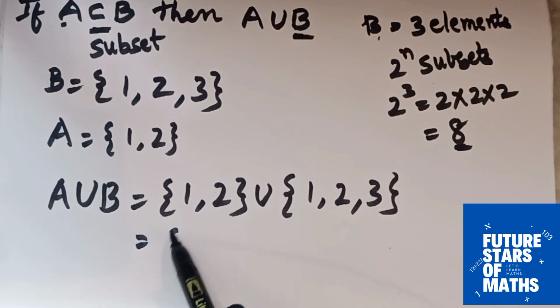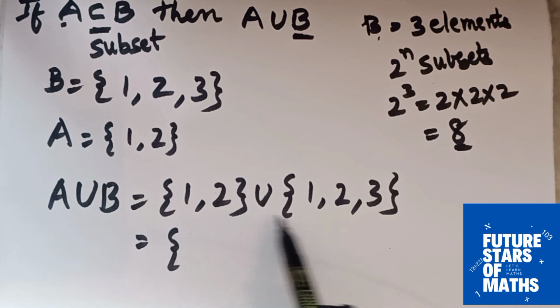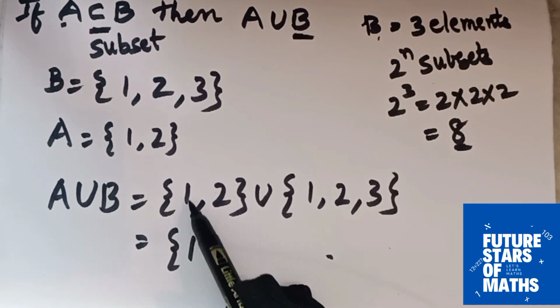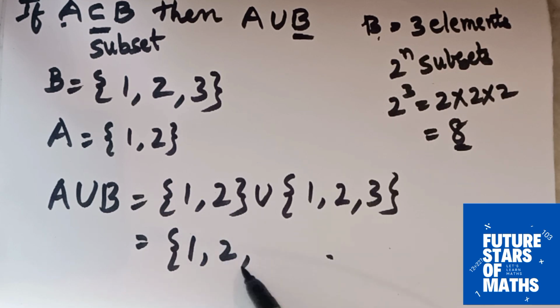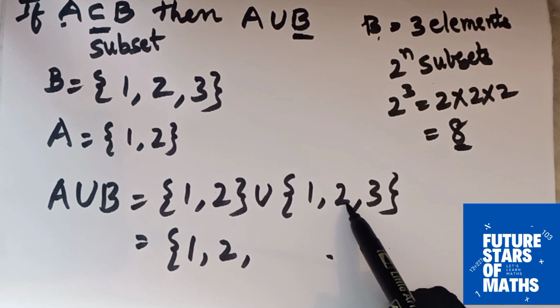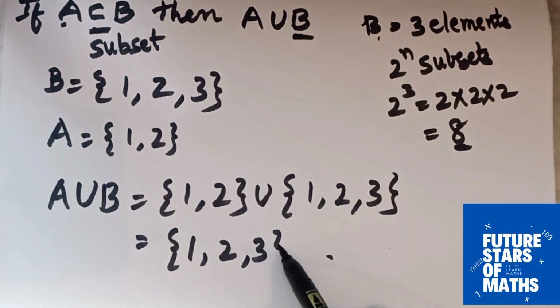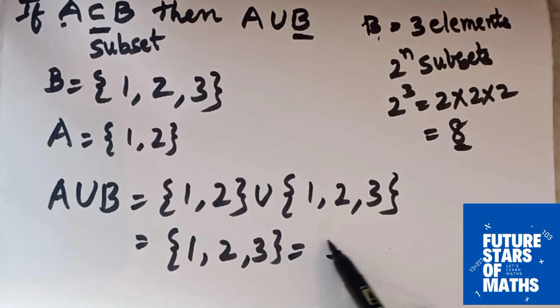So, union means what we will do? We will unite all the elements in one set, all together we'll write. Okay, 1, 2. Here 1 we have, but we already wrote 1, so no need of repeating that. 2 also we wrote. The remaining element is 3. So what we are getting? We are getting the further set, that is B itself.